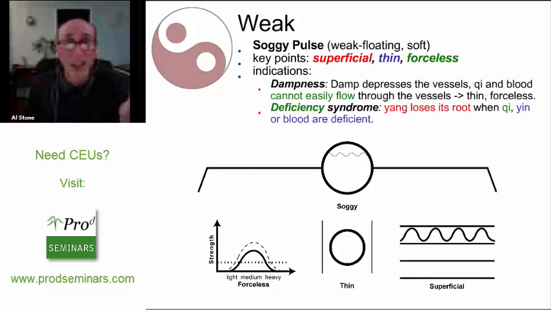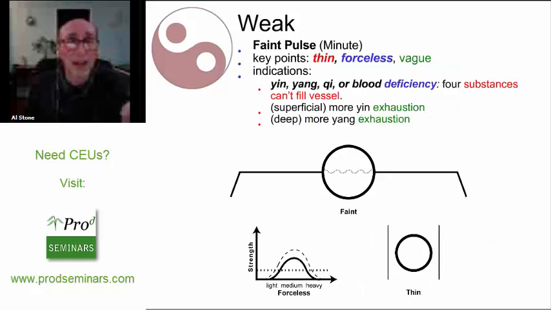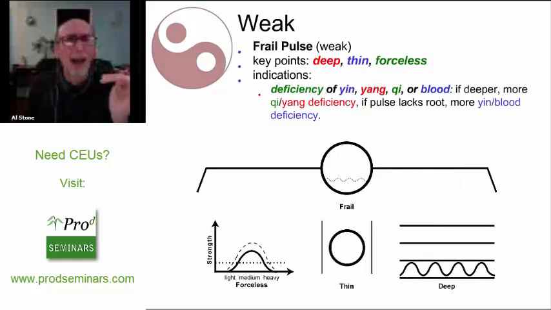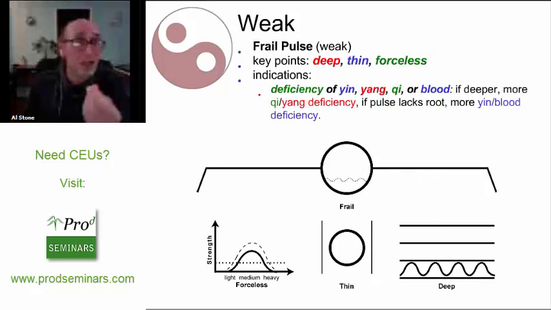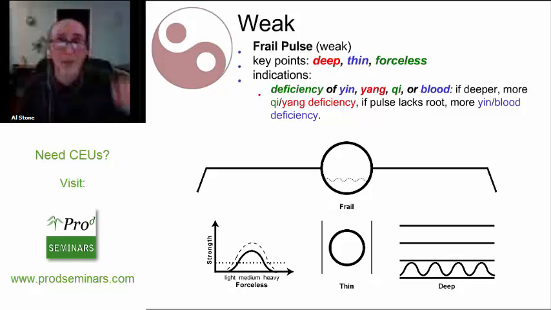The same thing with the next 2 pulses, both of which are deficient. The weak pulse is exactly the same thing, only it's a little deeper. And the frail pulse is even deeper than that. They all say the same thing, a deficiency of yin or yang or chi and blood. Probably more than one.